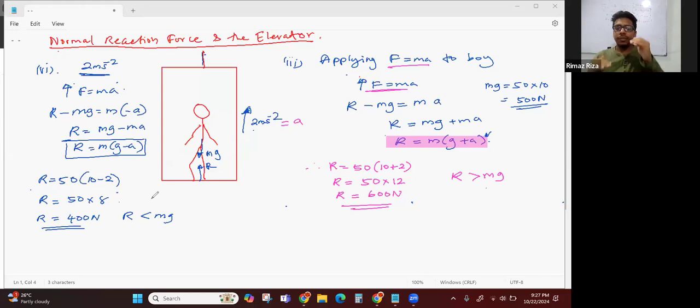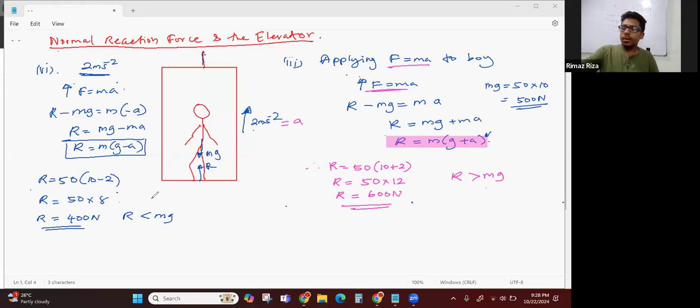Before the lift stops, you feel some relief, like you've become a little bit lighter. Have you felt that when you are moving in a lift? Yes. So when we are moving fast and then decelerate, you feel a little bit weightless. The weight is felt slightly less.